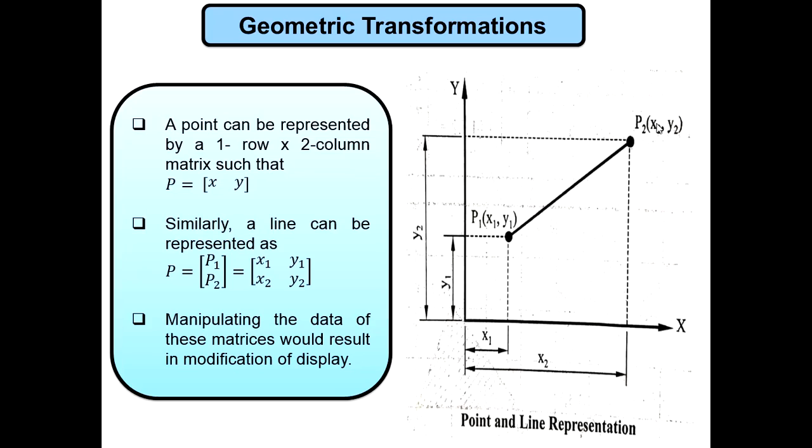This database will be stored in matrix form as x1 y1 x2 y2, a 2-column and 2-row matrix. So whatever changes you make in this database of 2 columns and 2 rows, accordingly these changes will be stored in your software or in your database, and whatever changes you make in this database will result in the modification of the display. So this is the representation of your line or the point.